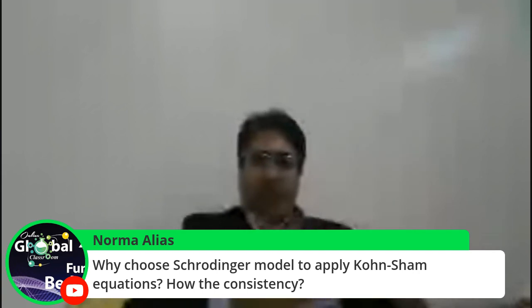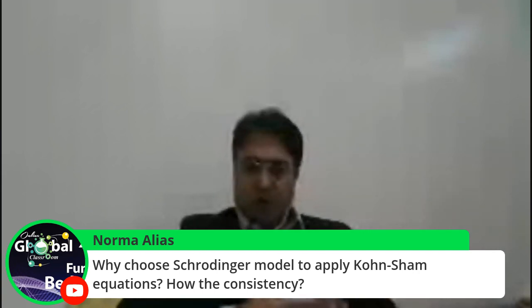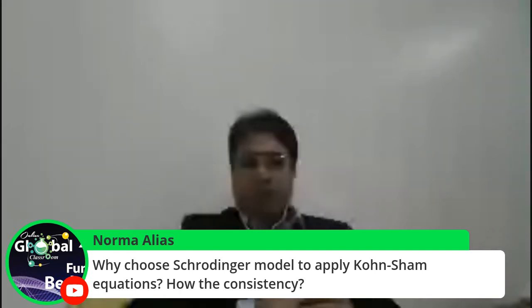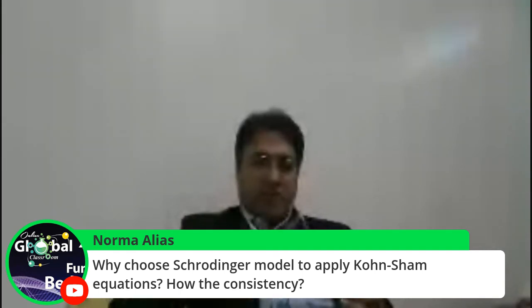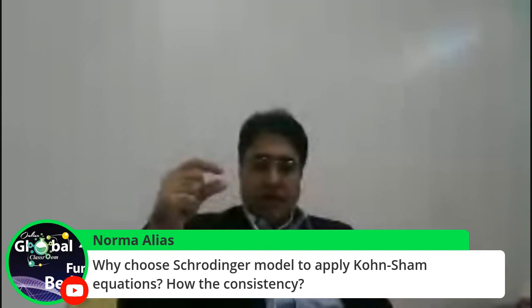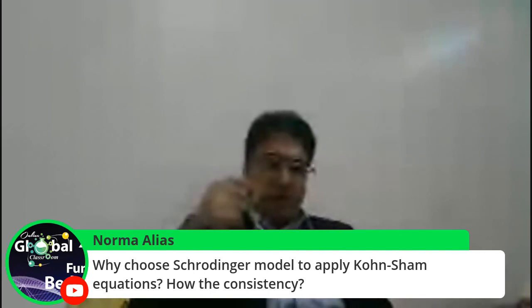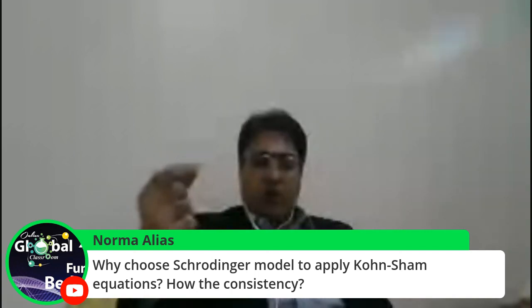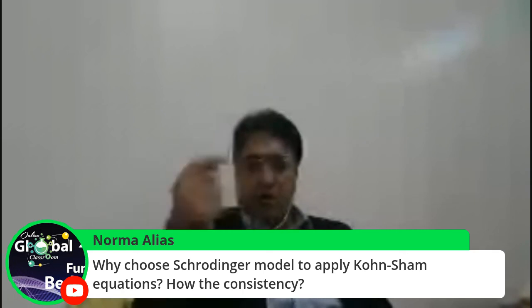Let's take the example of CO2. CO2 has 22 electrons. If we multiply by 3, it becomes 66 dimensions. So a single carbon dioxide molecule has 66 dimensions. To solve the Schrodinger equation for CO2 is impossible.